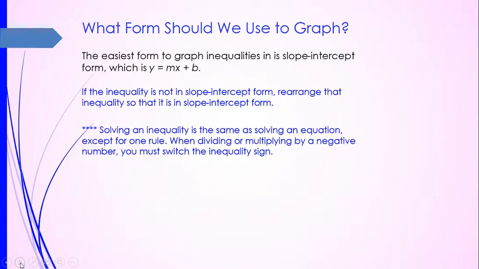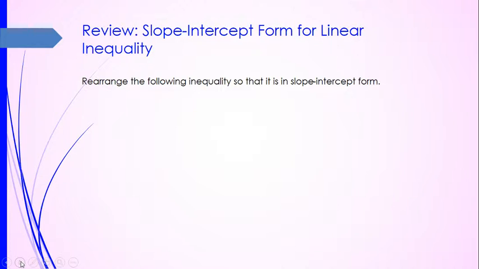Now, when we rearrange an inequality to get it into slope-intercept form, we do everything the same as we would in solving an equation. In this case, we want to get the y all by itself, with one difference. When we divide or multiply by a negative number, when we're dealing with inequalities, we've got to remember to switch the inequality sign, or to flip it. So let's do a few examples.